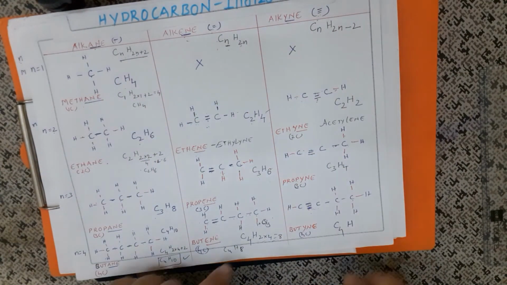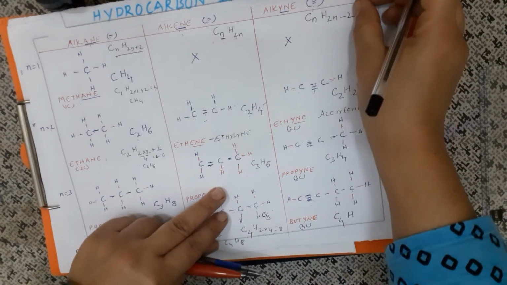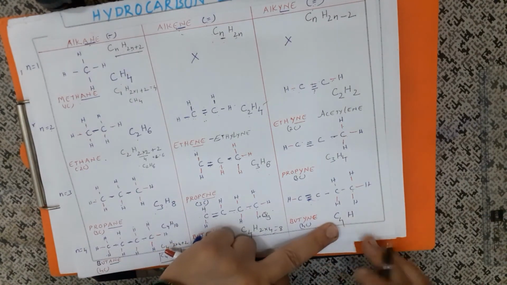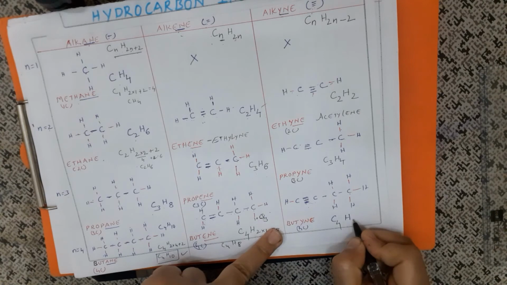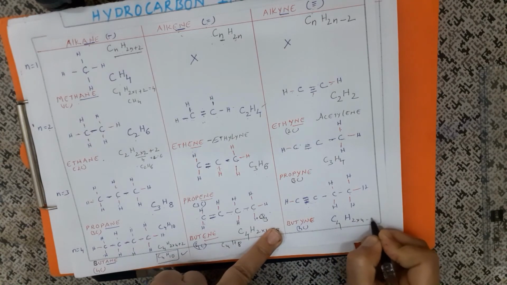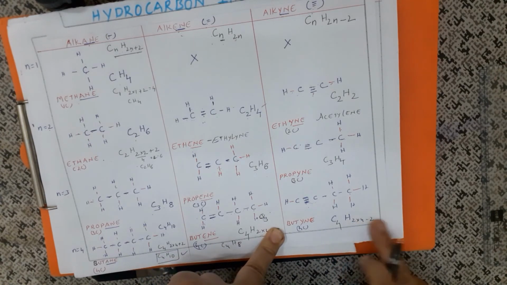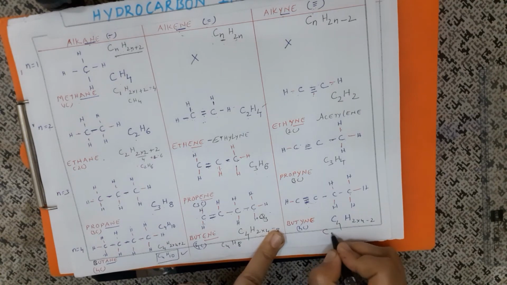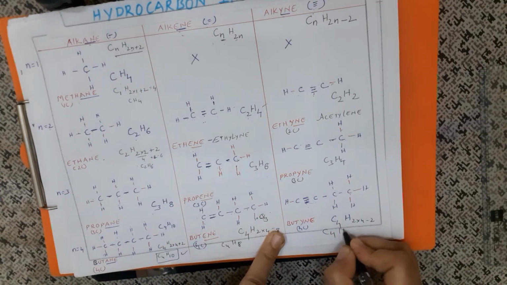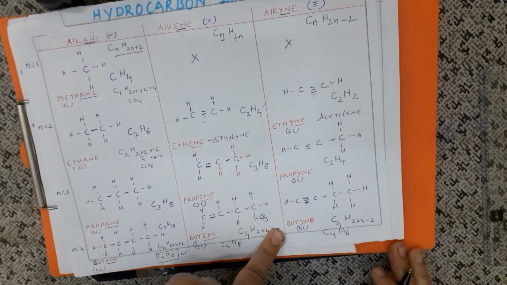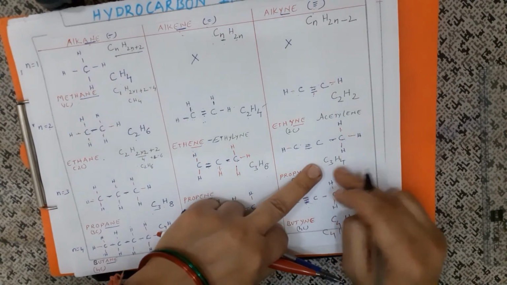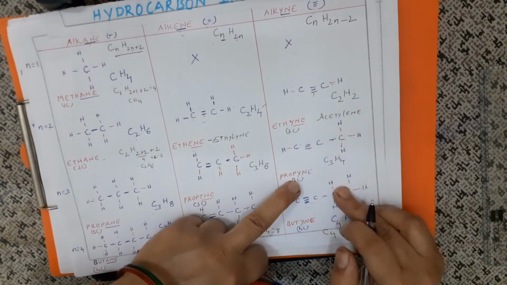Okay, children. So now what would be the formula of butyne? n is 4, so 2n means 2 into 4 minus 2. 2 4s are 8. 8 minus 2 is 6. So what is now the formula of butyne? C4H6.